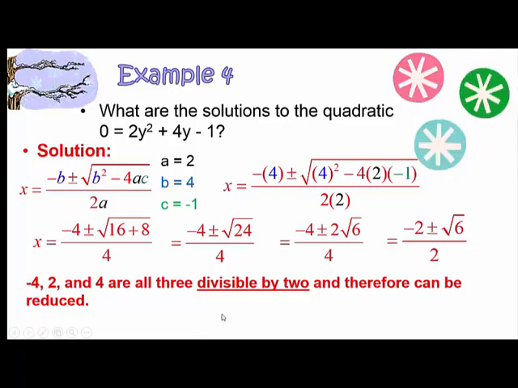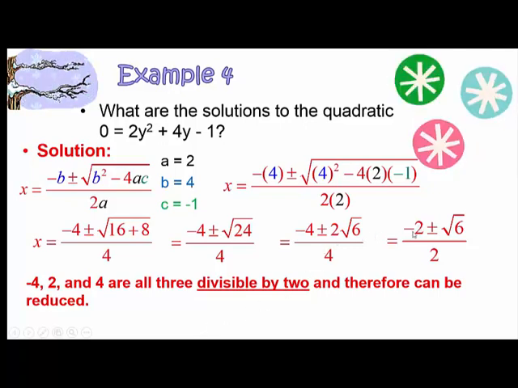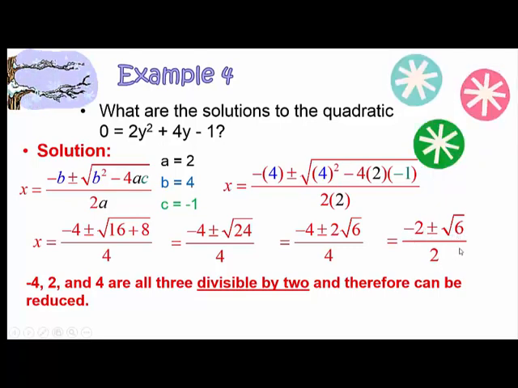So we have our final solution set is -2 plus the square root of 6 over 2, and then of course -2 minus the square root of 6 over 2.